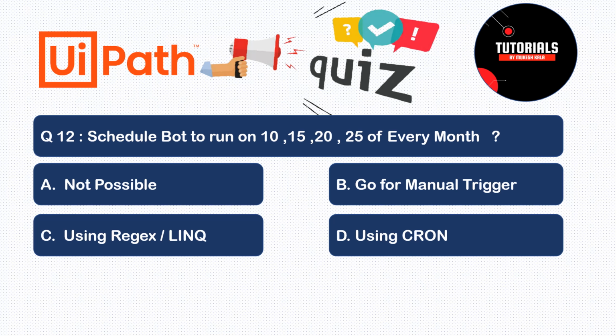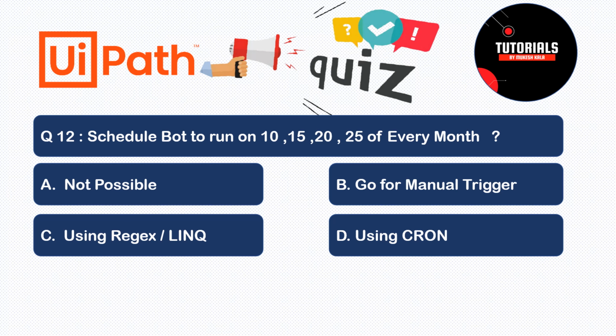Option number A, it is not possible to have such kind of schedule. Option number B, go for a manual trigger. That means that you come to Orchestrator on 10th, 15th, 20th, and 25th and trigger the bot. Option number C is that you have to use a regex or a LINQ query. Or option number D, that you have to use a cron expression.